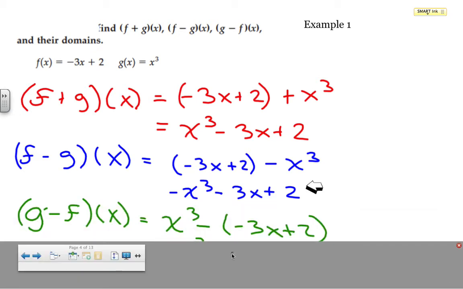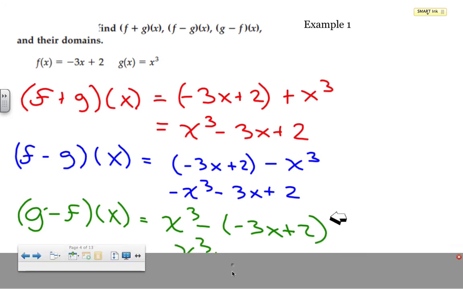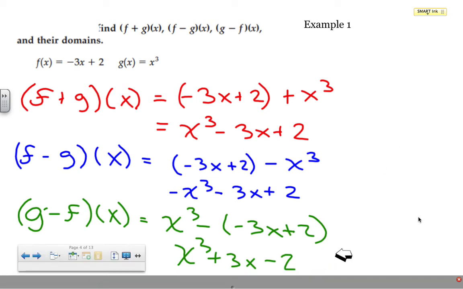Okay, last one, it asks me to do g minus f of x. This is going to be a little bit different. We start with x to the third minus negative 3x plus 2. Notice I put the negative 3x plus 2 in parentheses. This is important because that minus sign has to be distributed. So I end up with x to the third plus 3x, because a negative and a negative is positive, minus 2 because I distributed. That was example 1.